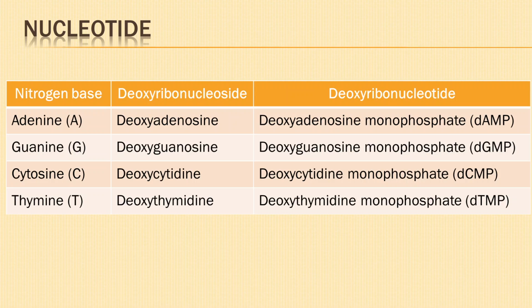Deoxyribonucleotides are deoxyadenosine monophosphate, dAMP, deoxyguanosine monophosphate, dGMP, deoxycytidine monophosphate, dCMP, and deoxythymidine monophosphate, dTMP. Let us study the structure of DNA.